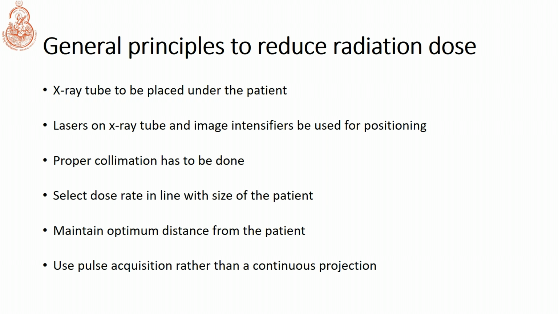What are the general principles to reduce the radiation dose? The X-ray tube shall be placed under the patient. The lasers on the X-ray tube and the image intensifier shall be used for positioning the patient. So always make sure that the patient is positioned and the lasers are applied before the triggering is done. Proper collimation shall be done as well. The collimation can reduce the scatter radiation a lot. Not only that, the collimation can produce a very good C-arm image as well.